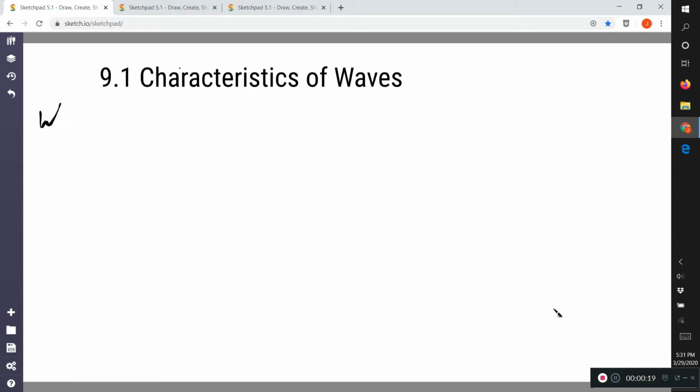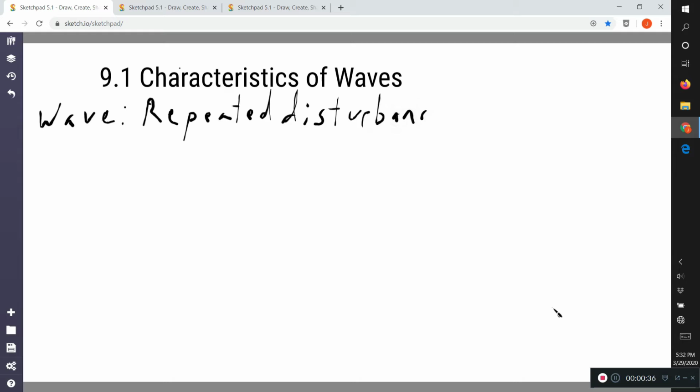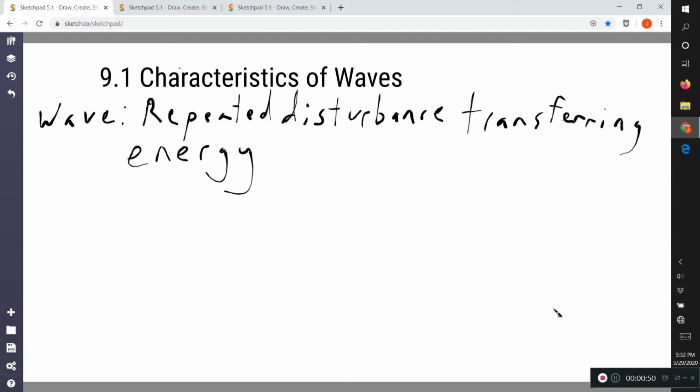A wave is defined as a repeated disturbance transferring energy through matter or space.